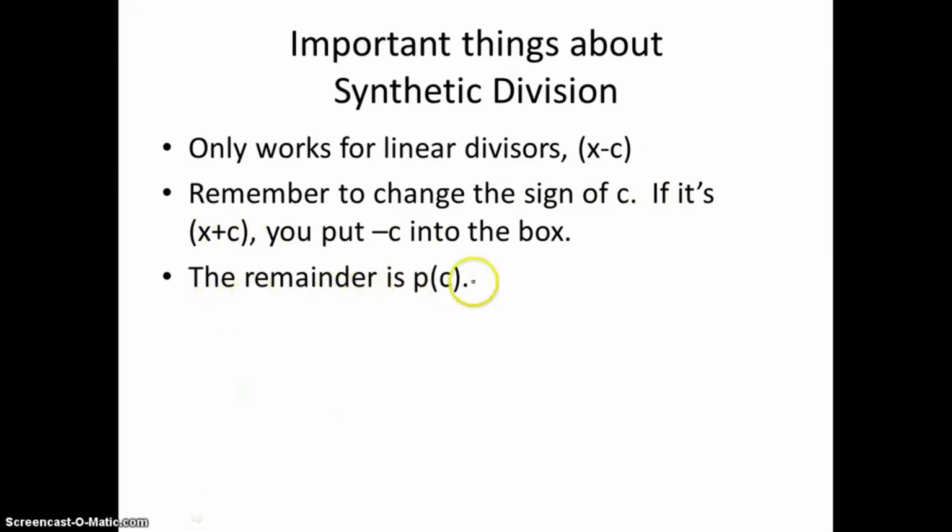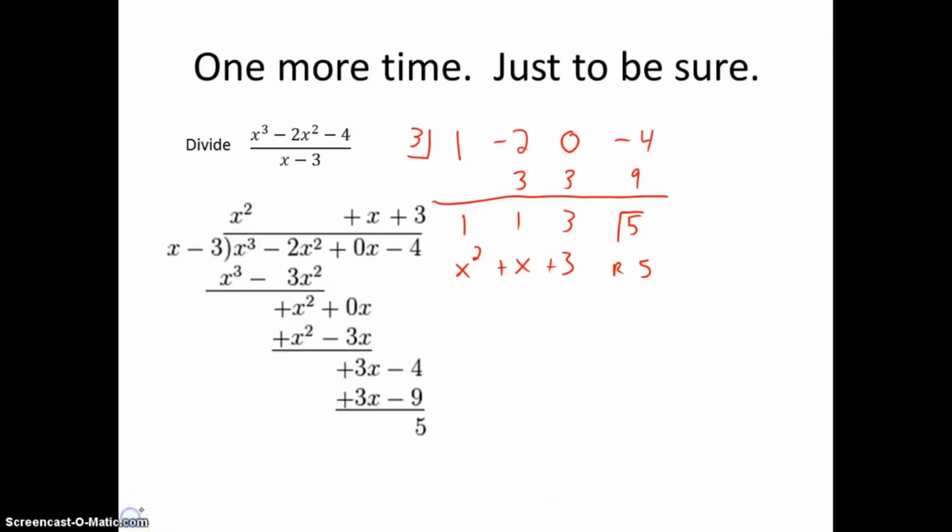Next up, the remainder. Remember, this is from the remainder theorem. It's p of c. So it's kind of a quick way of doing the remainder theorem. If I were to plug 3 into this polynomial, the result would be what? Well, it'd be 5, because that's my remainder. So this means that p of 3 is equal to 5. That's kind of like a bonus.